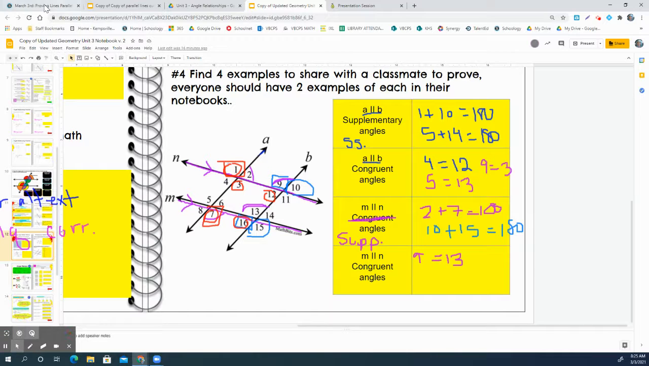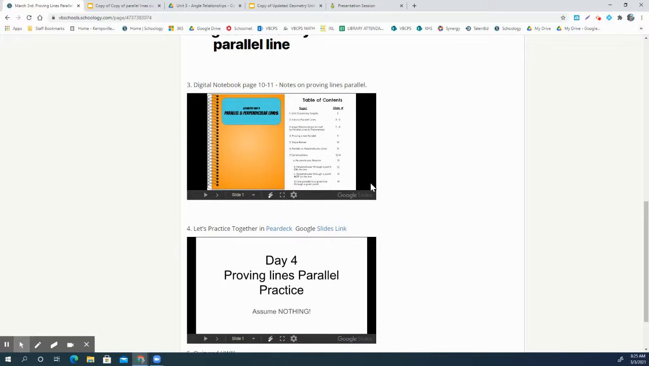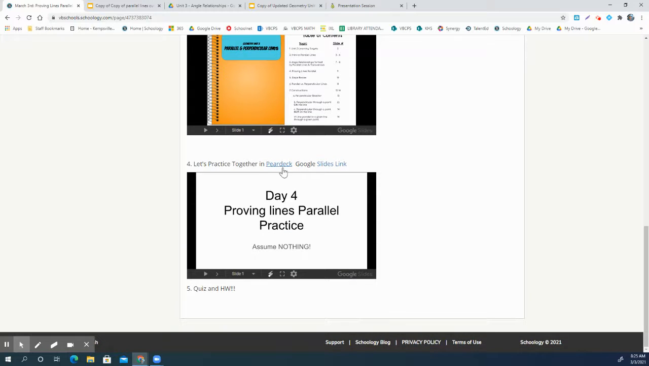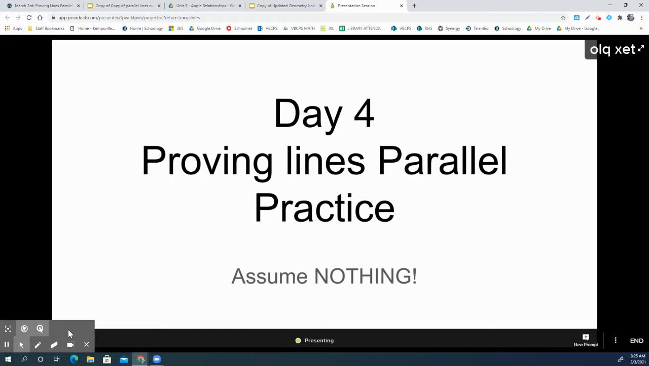Let's see what other practice we have here. Either open the Pear Deck or the Google Slides. It doesn't matter to me which one you open. I'm going to open the Pear Deck, and I want to kind of do the same thing.